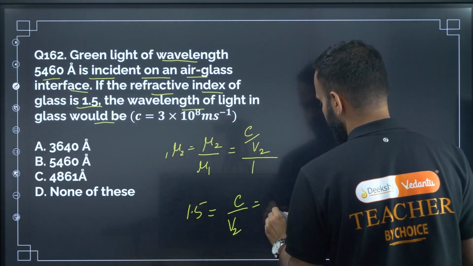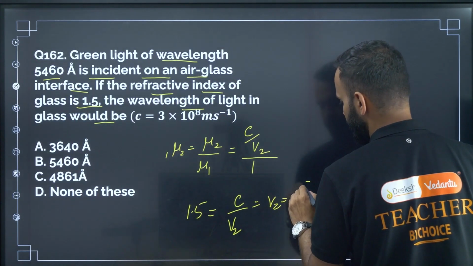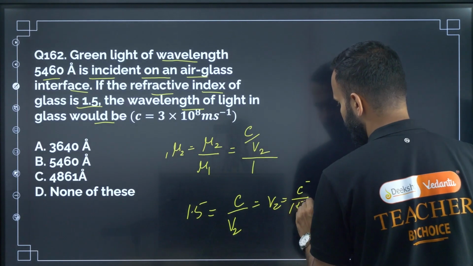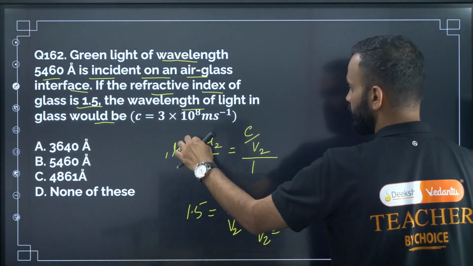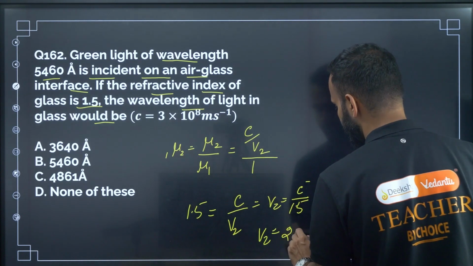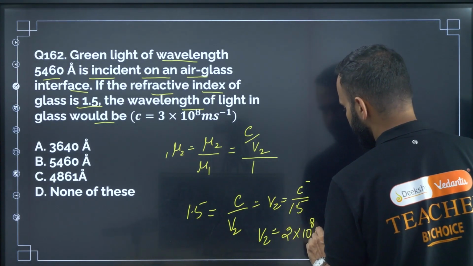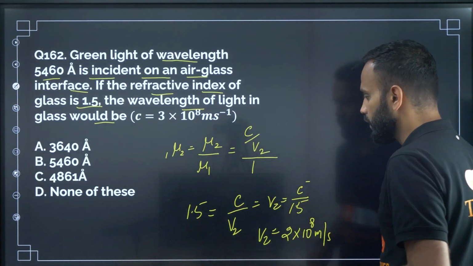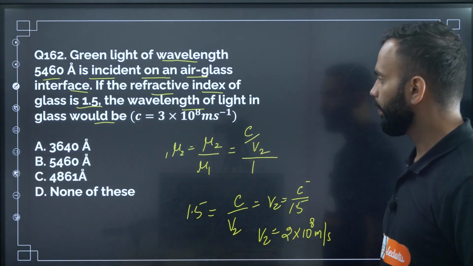Here V2 is equal to C divided by 1.5. C is 3 into 10 to the power 8 meter per second. So 3 by 1.5 is 2. So V2 is 2 into 10 to the power 8 meter per second. So this is the velocity of the light in glass, right?